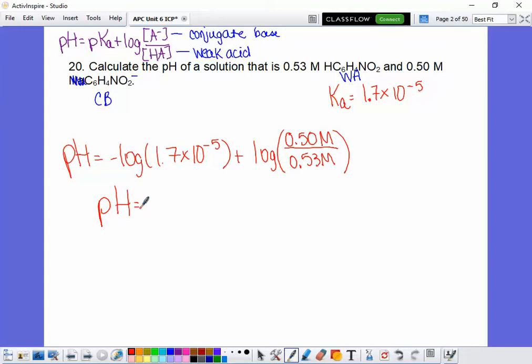And what do we get as the pH? 4.74? So that's how you use the Henderson-Hasselbalch equation. Cool? Are we ready to do the next problem? Just about? All right.